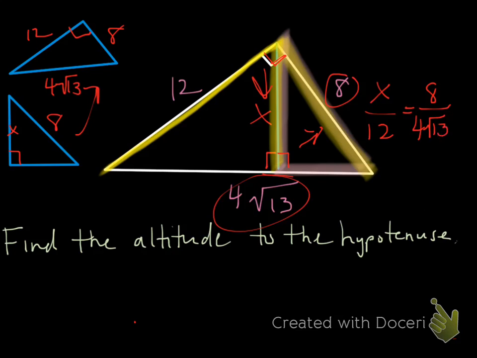So here we actually have a normal proportion. And so all we have to do is multiply them together. So you got 8 times 12, so then you have 96 is equal to 4 square roots of 13 times x. And if you work that out in your calculator, divide both sides by 4 square roots of 13, you're going to get x is equal to 6.7.